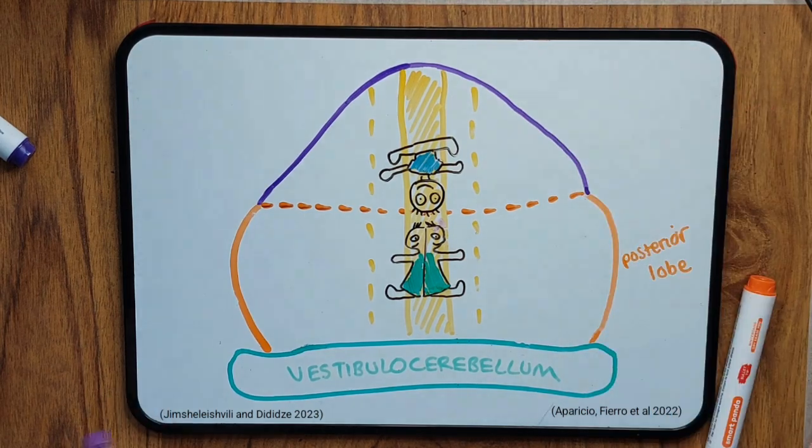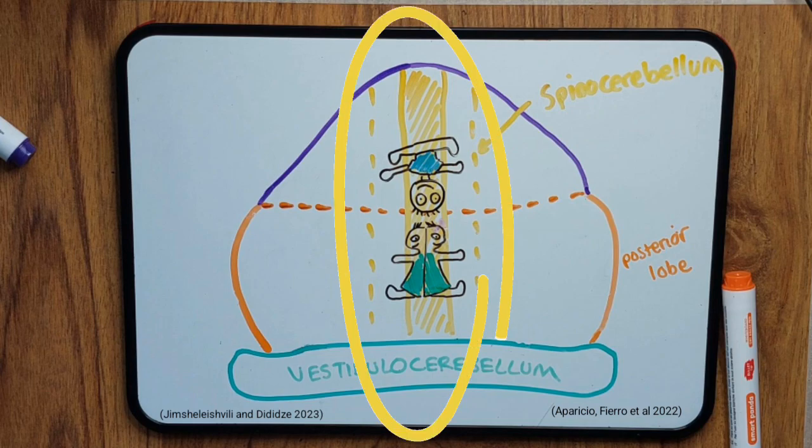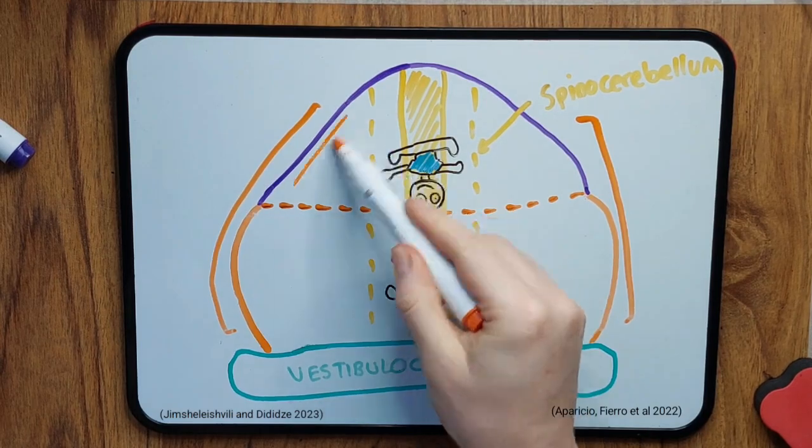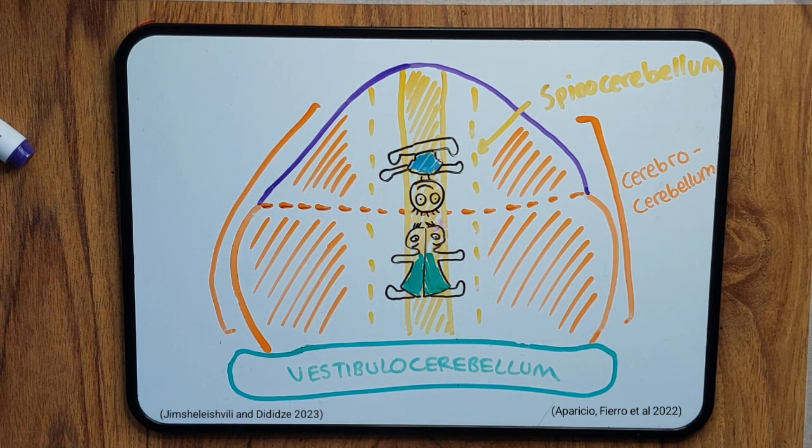This area is known as the spinocerebellum because information is traveling from proprioceptors in the body through the spinal nerves to here. The lateral areas are called the cerebrocerebellum because they receive information from the cerebral cortex and are responsible for fine-tuning skillful movement, such as playing an instrument or walking on uneven ground without falling.